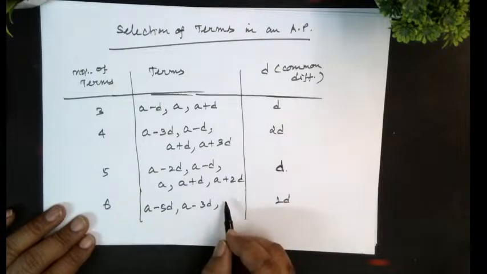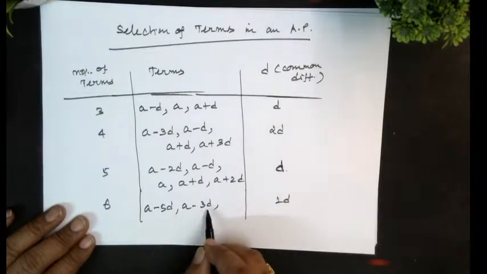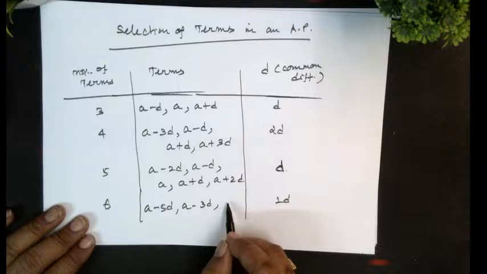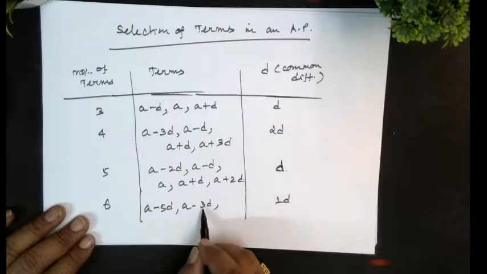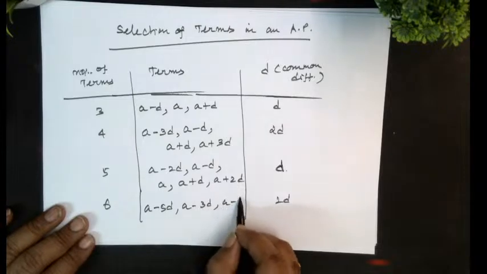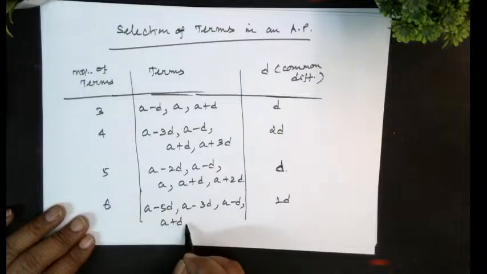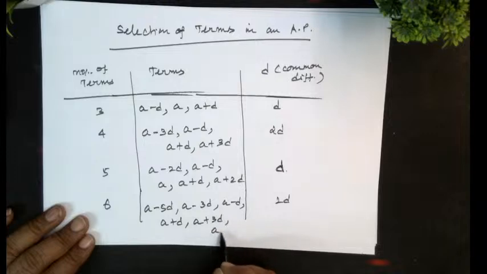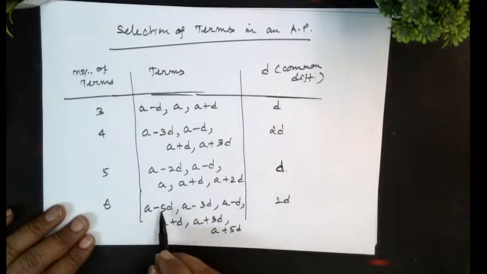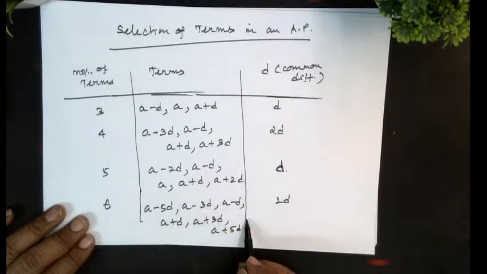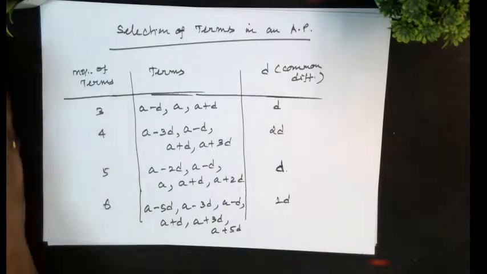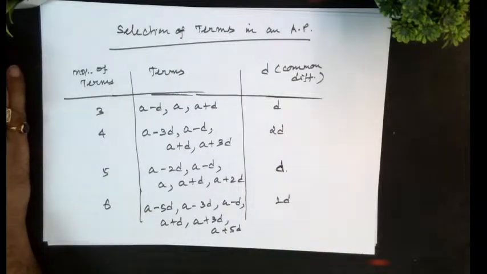And next is what? This is a minus 3d, and this one a minus d, because you got another 2d, 3 minus 2, 1d. So a minus d. Then you have a plus d, and then you have a plus 3d, then you have a plus 5d. Now you can count 1, 2, 3, 4, 5, 6. Got it? So this is the way you have to select the terms when you consider the different number of terms.